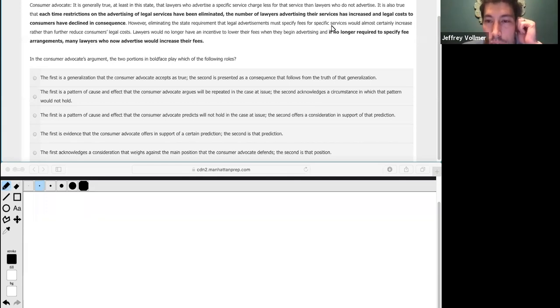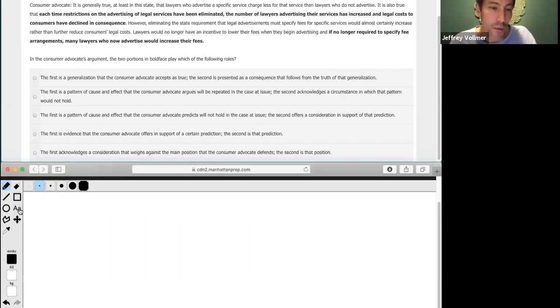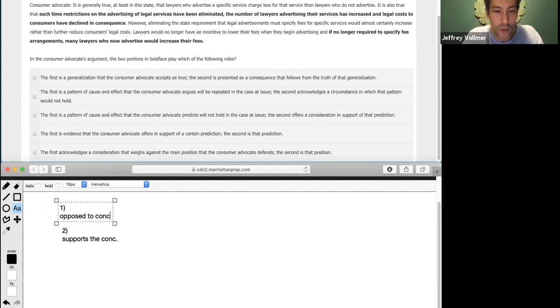All right, here's our prediction. Something would almost certainly increase. We need support for that prediction, and the support is that lawyers would no longer have incentive to lower their fees, and if no longer required to specify fee ranges, many lawyers who now advertise would increase their fees. All right, so the second supports our prediction, which is in this however statement. So neither of our boldfaces are the conclusion. We know that the second supports the conclusion or prediction. And the first is actually opposed to the conclusion or prediction because we have this big however word here.